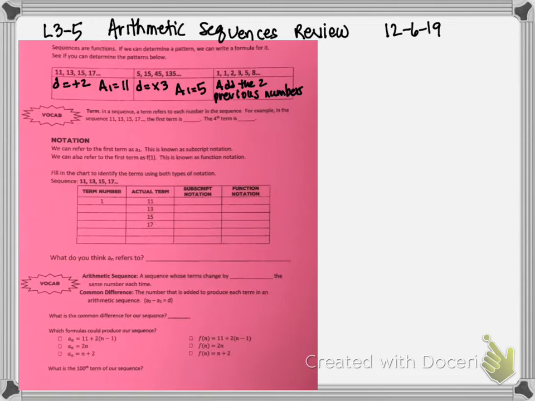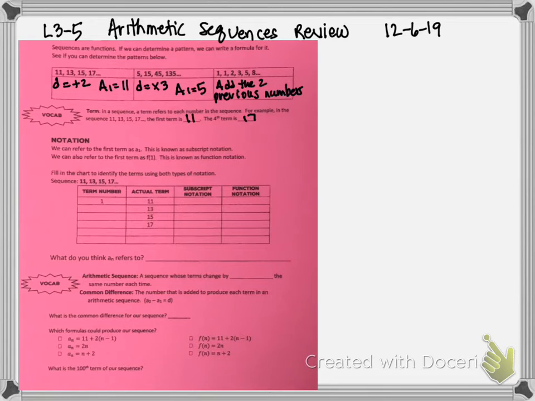So it says, we have some vocab here. Term. In a sequence, a term refers to each number in the sequence. For example, in the sequence 11, 13, 15, 17, the first term is 11, and the fourth term is 17. Notation. We can refer to the first term as a sub 1. This is known as subscript notation. We can also refer to the first term as f at 1. So going back to chapter 1 in functions, this is known as function notation.